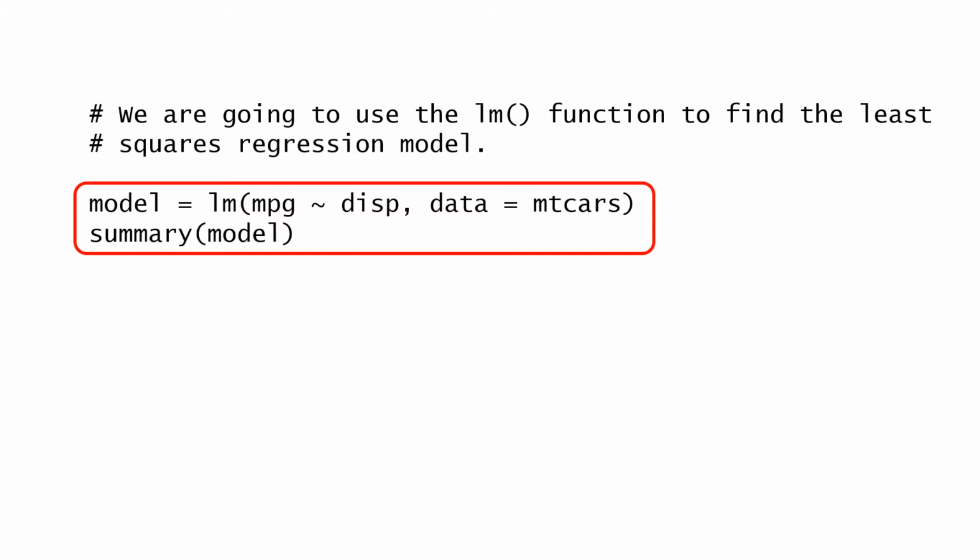The right-hand side tells R to use a linear model. The first argument in the lm function is always the dependent variable, mpg in this case, and the value after the tilde, found in the upper left on most keyboards, is the independent variable. The data equals argument tells the computer where to find the data. On the next line, the summary function prints a summary of the regression analysis.